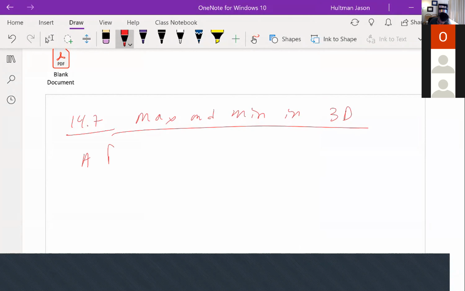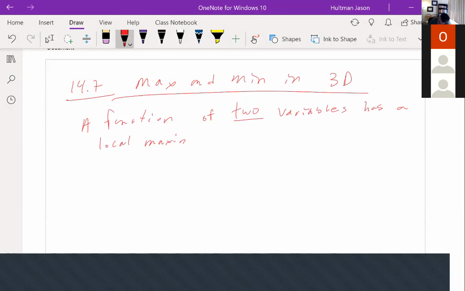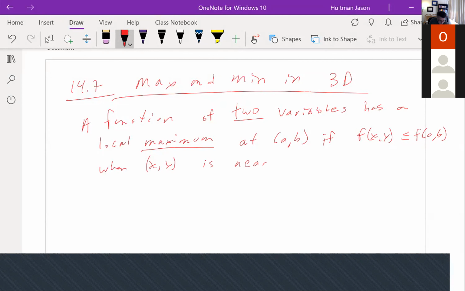Okay, a function with 2 variables has a local maximum at (a, b) if f(x, y) is less than or equal to f(a, b) when (x, y) is near (a, b).